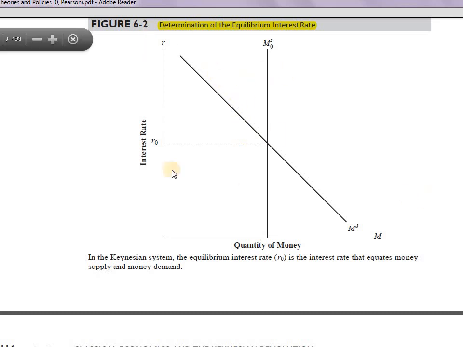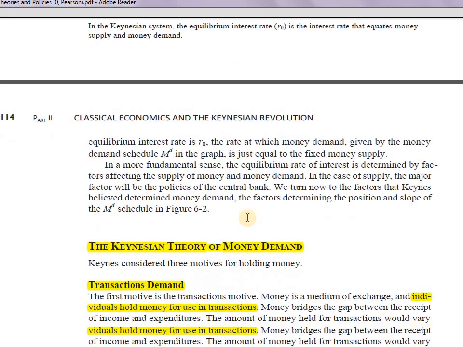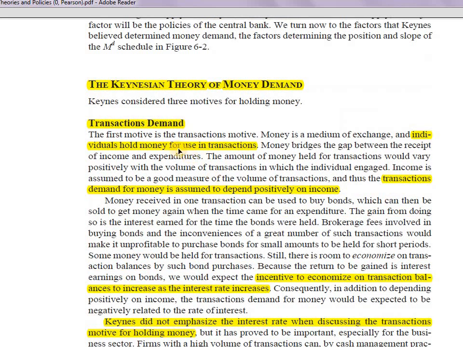If money demand is downward sloping and money supply is quite inelastic, then this intersection is going to determine the equilibrium level of the rate of interest, and that turns out to be R0, and this is it. Now let's talk about the demand for money. What are the components of money demand?